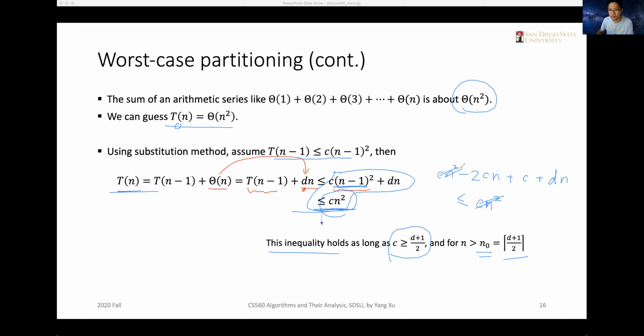Hope I am correct. Okay, so let me move all the c's to the right. To the left of the inequality, it's d times n, and it should be less than or equal to 2n plus 1 times c. So c should be greater than or equal to d times n over 2n plus 1.